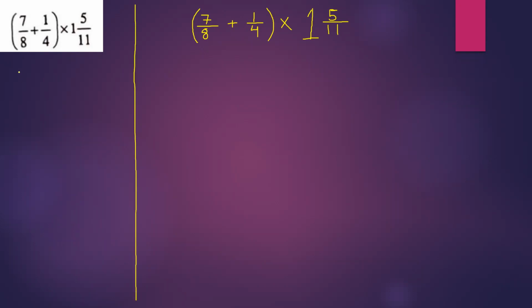All right, so we have 7 over 8 plus 1 over 4, all over. What is the lowest common multiple between 8 and 4? Not 4, not 2. The lowest common multiple between 4 and 8 is 8.